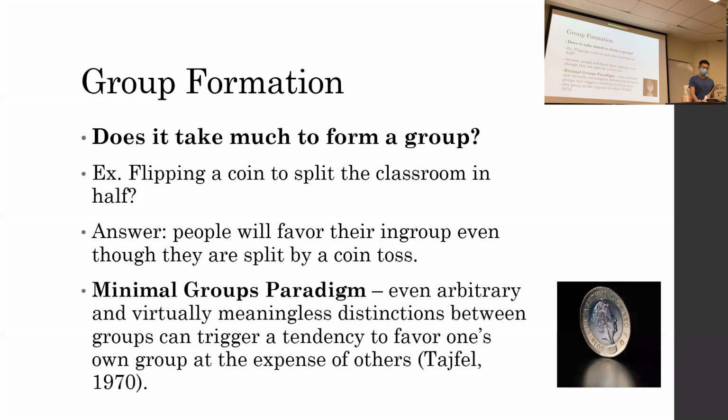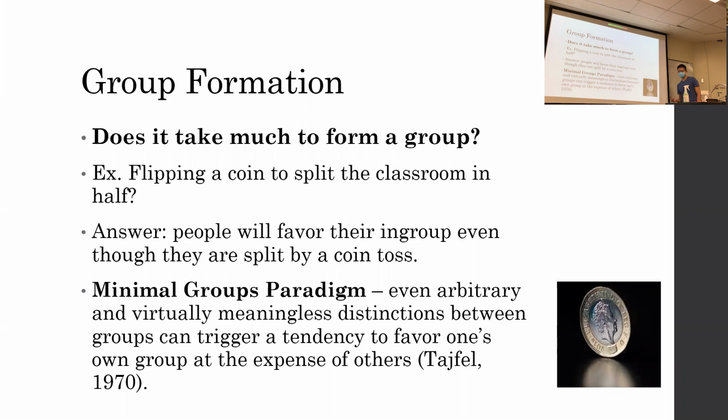What they did is they had a study where they tossed a coin and split the class in two, and then asked them, if they were provided $2, would they split evenly between their own group and the other group, or would they give more money to their own group compared to the other group? Most people said, yeah, I'm going to give more money to our own group, even though it was just a coin toss determined group. All right, very good. So groups are easily formed.